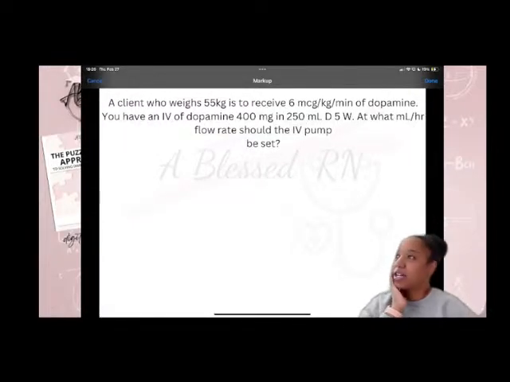All right. A client weighs 55 kgs. And it's to receive 6 micrograms per kilogram per minute of dopamine. This is you, Kevin. This is your drug, right? In the ICU. Anybody want to be an ICU nurse? PICU nurse, NICU nurse? Anybody? You have an IV of dopamine, which is 400 milligrams in 250 mLs of D5W. At what milliliter per hour flow rate should the IV pump be set?